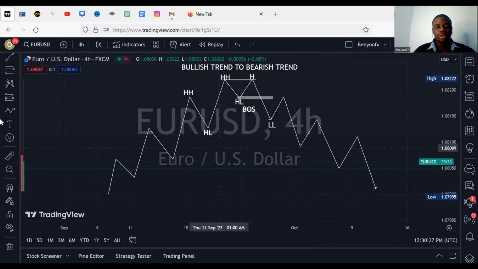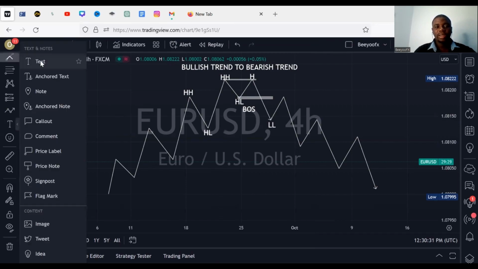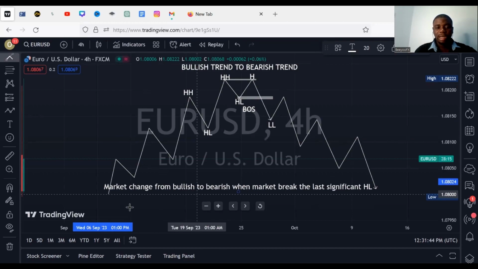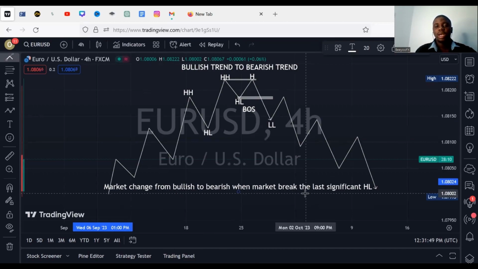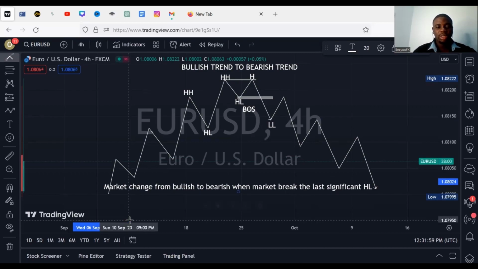The market will change from bullish to bearish when the market breaks the last significant higher low. So the market changes from bullish to bearish when the market breaks the last significant higher low. So this is the change from the bullish trend to the bearish trend. Now let's look at the bearish trend to the bullish trend. Let's cancel this and see how it looks.